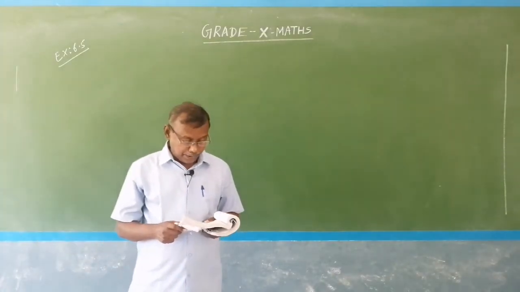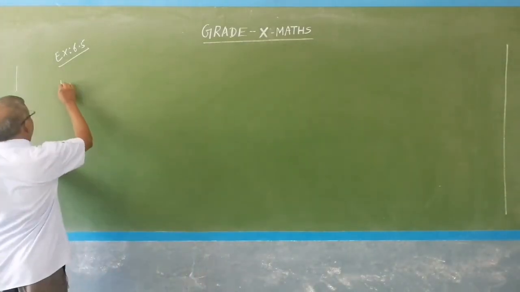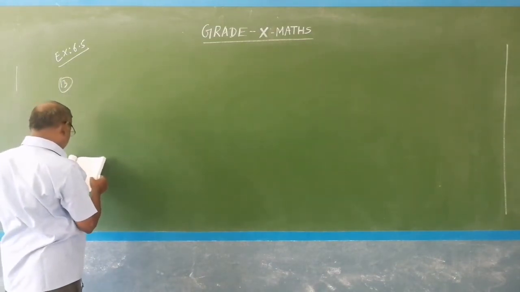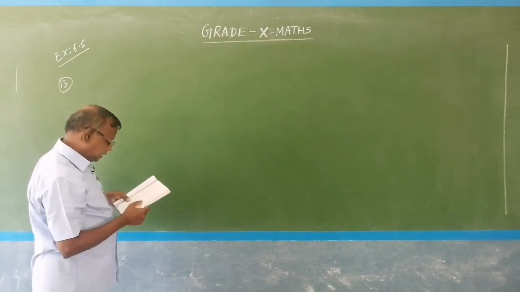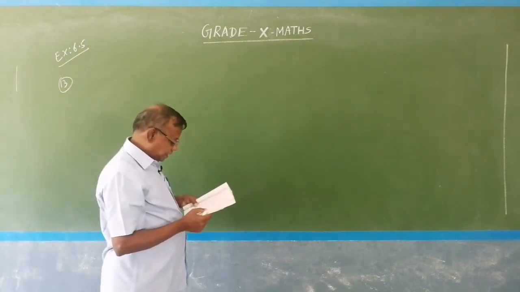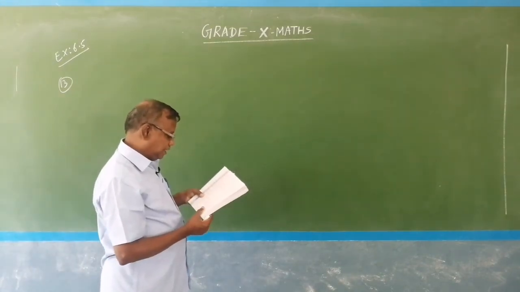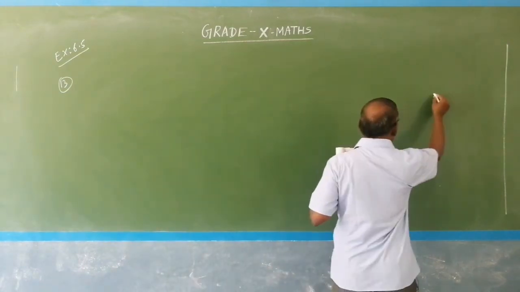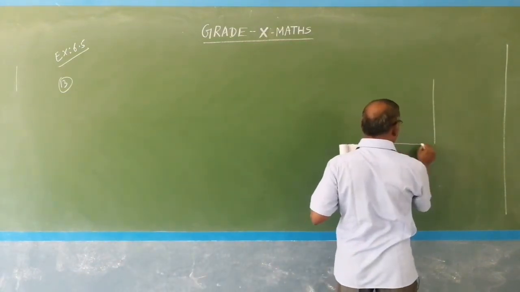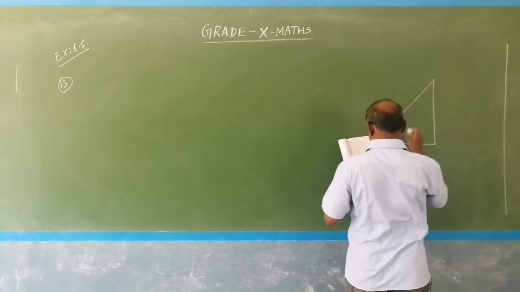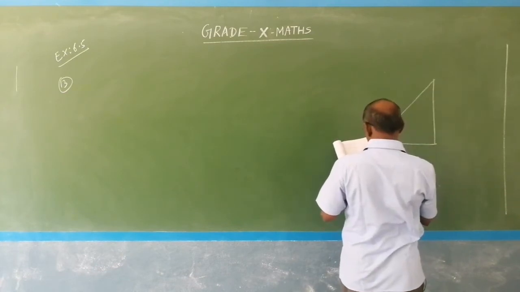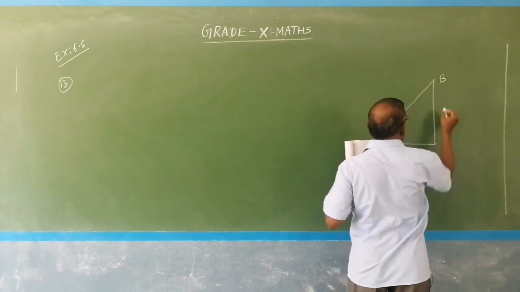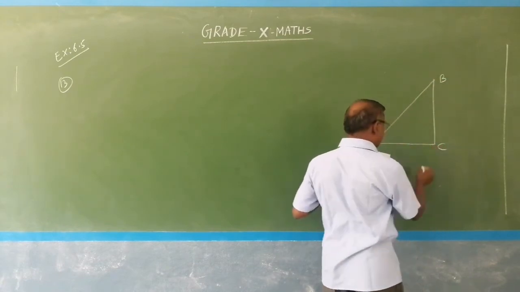Next, question number 13. D and E are points on the sides CA and CB respectively of a triangle ABC right angled at C. So, consider a triangle ABC with right angle at C. Let me mark it like this, right angle at C.